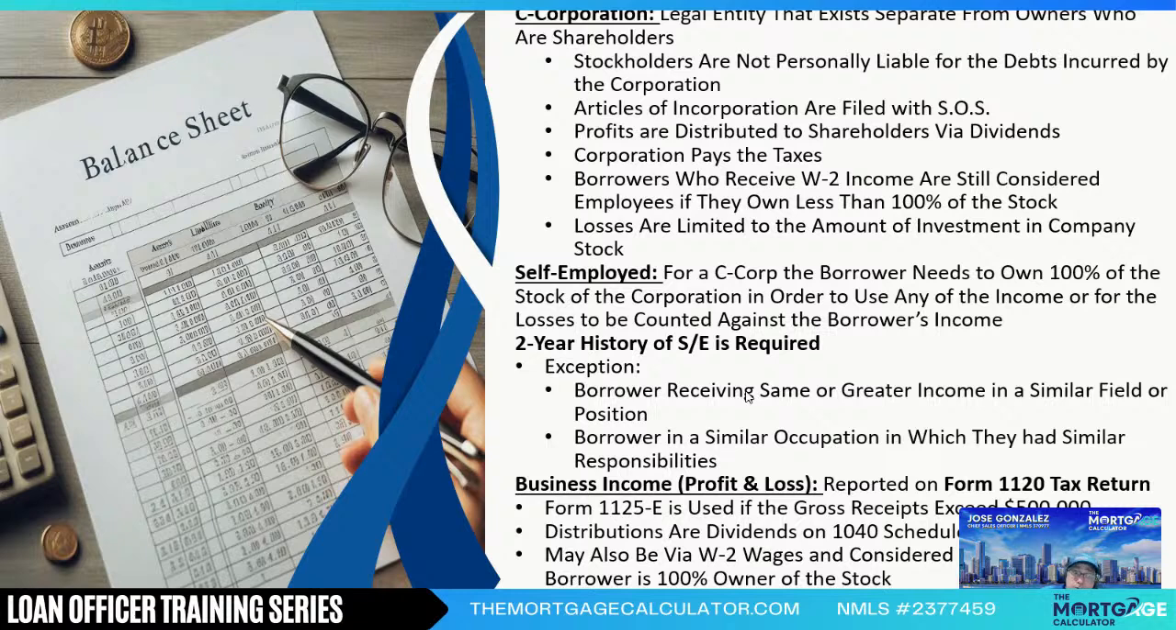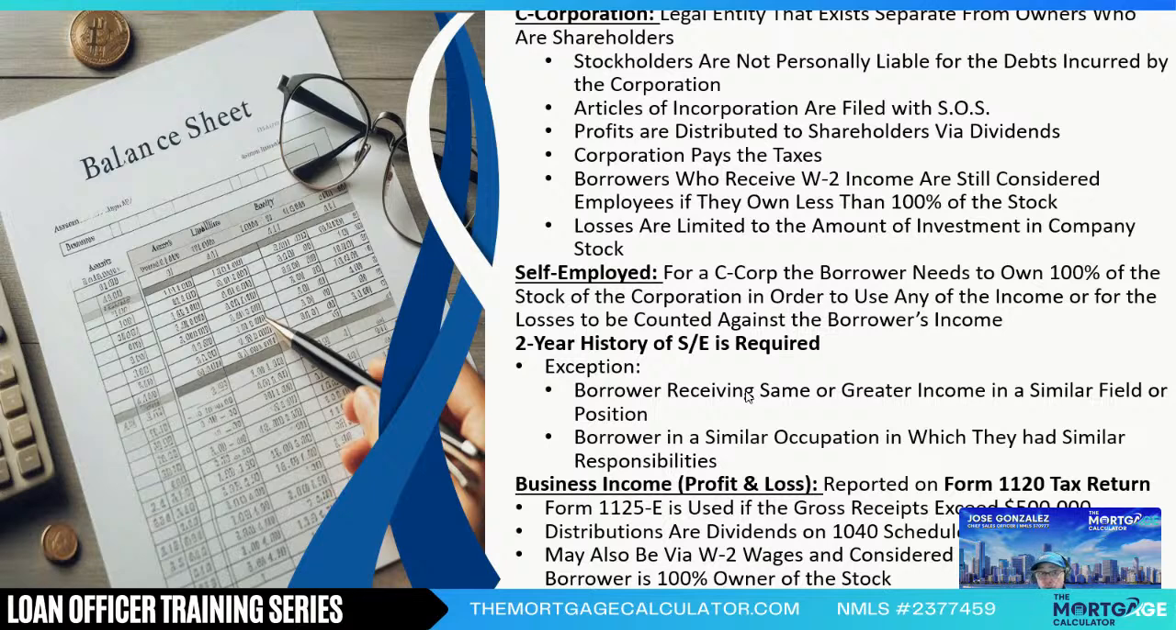And then the distributions are reported on Form 1125E, and that is if the gross receipts of the company exceed $500,000. At that point, those distributions are dividends on the 1040 Schedule B. The 1040 is the personal tax return of the borrower. Schedule B is where the dividends are reported. So please note that dividends aren't always from stocks, from an investment in the so-called stock market, but it could be where you have a substantial investment in a corporation to the point that you're named on the 1125E and getting a substantial portion of dividends via distribution.